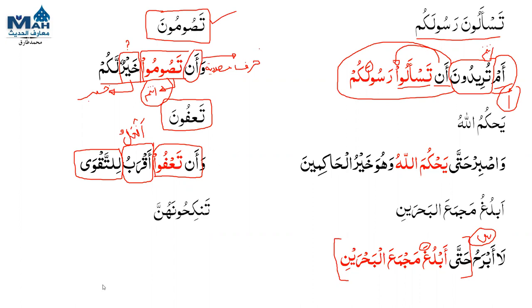Okay, can you read now? Tankihunahunna. This is mudare. What is fa'il and maf'ul? Antunna. No, you are making a mistake. Can you read again? Tankihuhunna. Oh, okay, so the fa'il is antum, and hunna is maf'ul. Nakaha yankihu, it means to marry. So tankihuhunna, what does it mean? You are marrying them. Very good. Okay, can you read now?